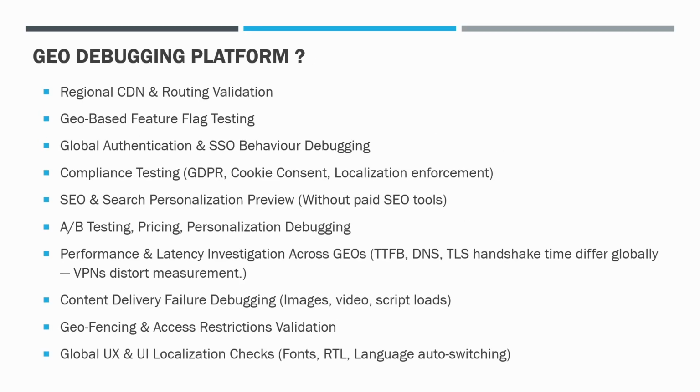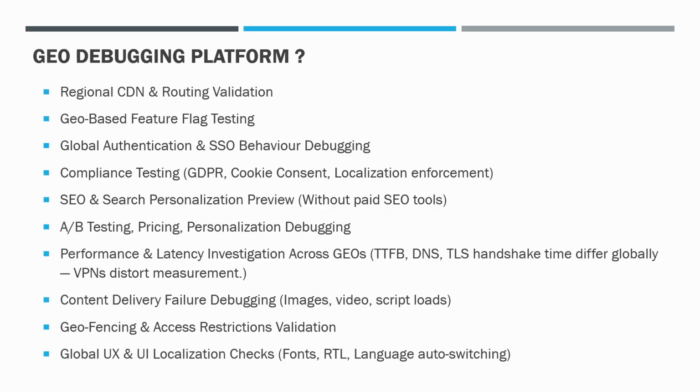So the challenges that we are trying to solve here are making geo debugging simple, regional CDN and routing validation, which is the most important use case, and then geo-based feature flag testing. If you have different feature flags in different regions, using ProbeOps Horizon, you will be able to validate that. You can do global authentication and SSO behavior debugging in different geographies. Compliance testing, particularly GDPR, if you host a service or application for the European Union. Cookie consent, if the pop-up is coming properly.